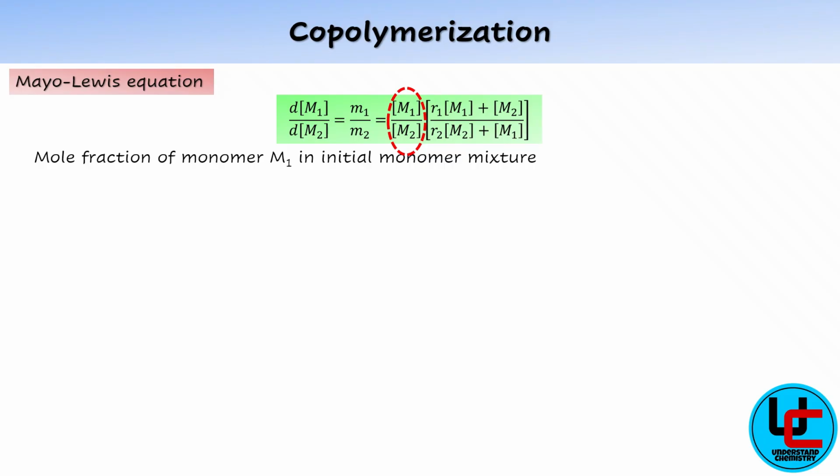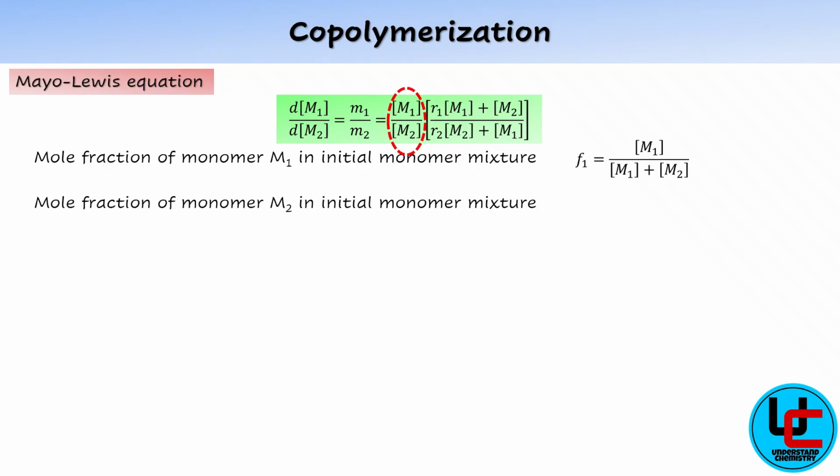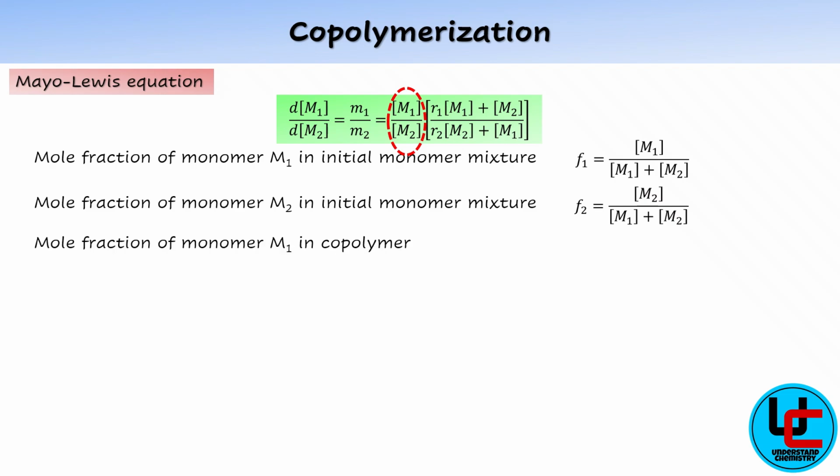It can also be expressed in terms of the mole fraction of the monomers. If lowercase f1 denotes the mole fraction of monomer m1 in the feed or mixture, it can be written as f1 is equal to m1 over m1 plus m2. Similarly, for the monomer m2, we can write f2 is equal to m2 over m1 plus m2.